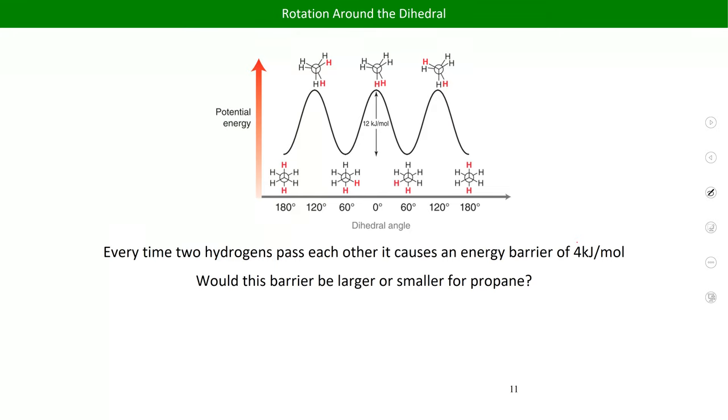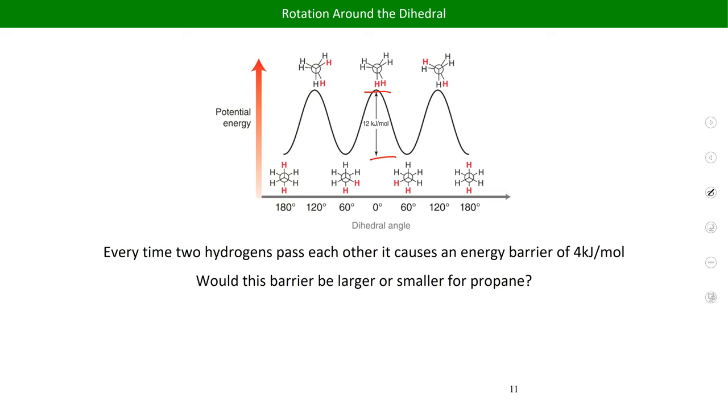So every time, and we can actually calculate and measure this number, every time two hydrogens pass by each other, you get an energy barrier of 4 kilojoules per mole. Now, in this case, the overall difference is a 12 kilojoule per mole barrier to go from staggered to eclipsed, and then it'll gain that energy back when it rotates to the next staggered conformation. And that's because every time you do that, you have three hydrogens bumping into each other, right? And so 12 divided by 3, it's about 4 kilojoules per mole for each hydrogen.